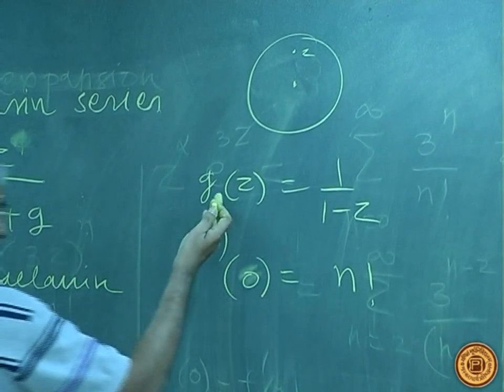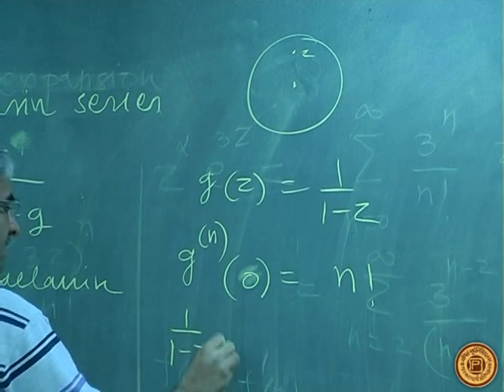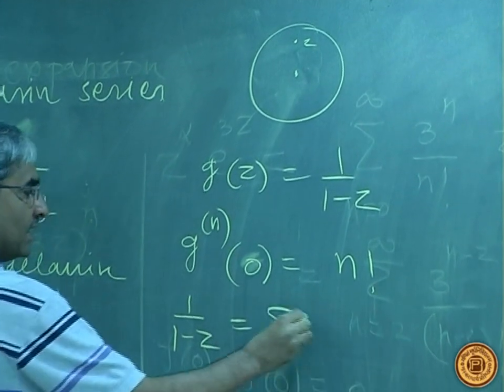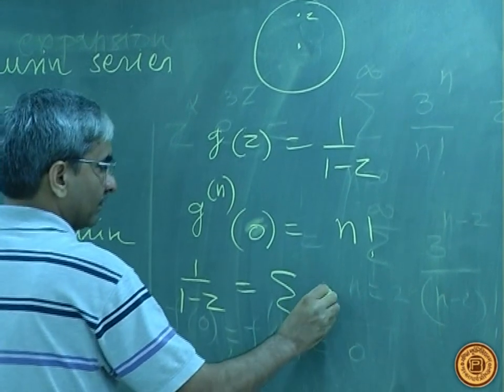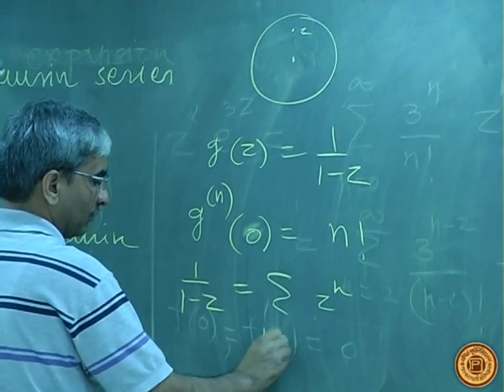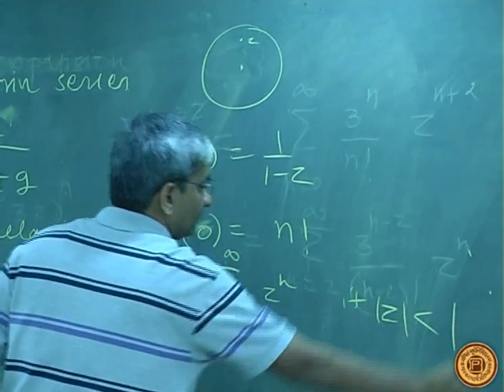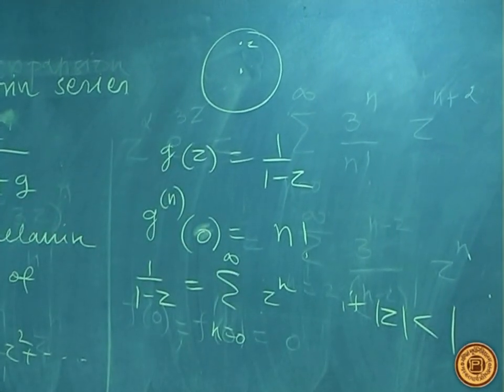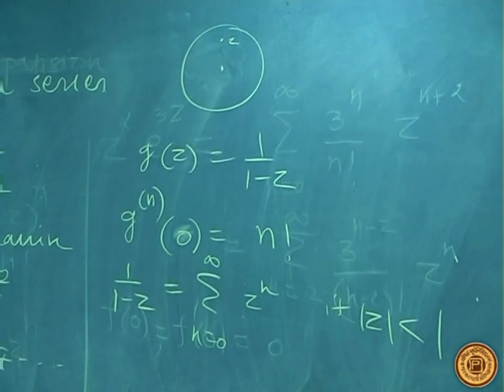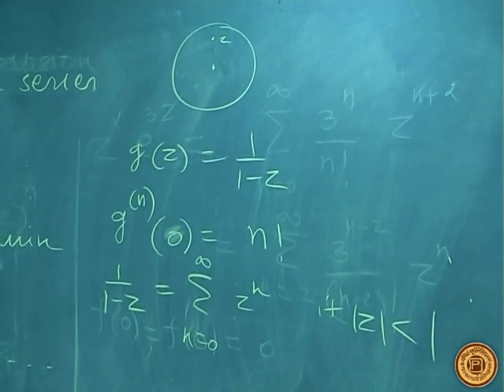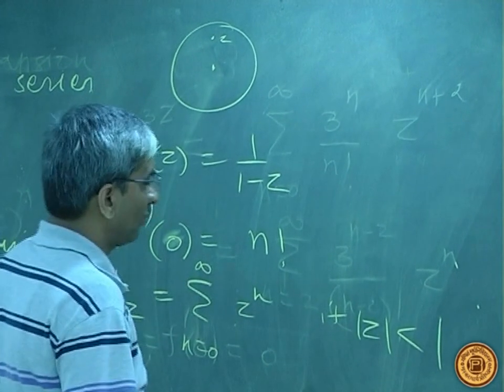So the Taylor series expansion of this around the origin, that means Maclaurin, will be summation of n factorial upon n factorial, that is 1, times z to the power n, n from 0 to infinity. But that is if mod z is less than 1.